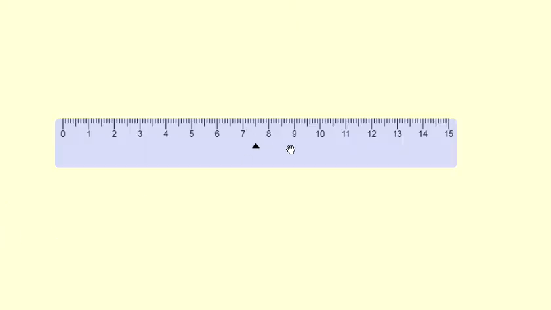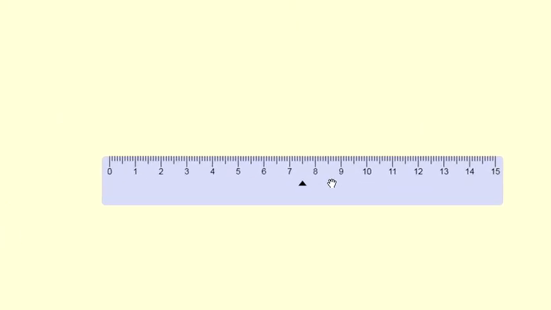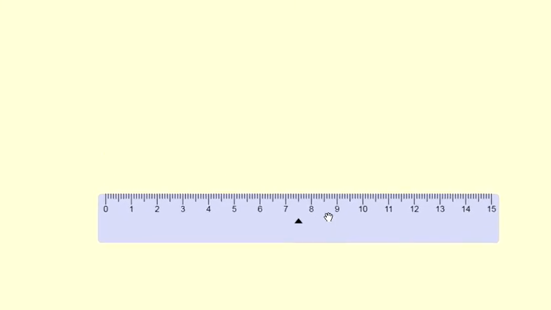Exercise 25C, question number 1 and 2. Already explained to you. I am solving from question number 3. Question number 3 is given. Draw a line segment AB 6 centimeter. So this is your AB, 6 centimeter. This is your A. This is your B. AB equals 6 centimeter.